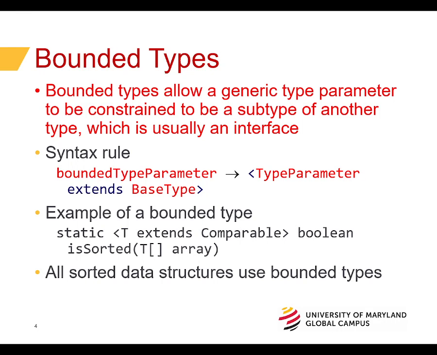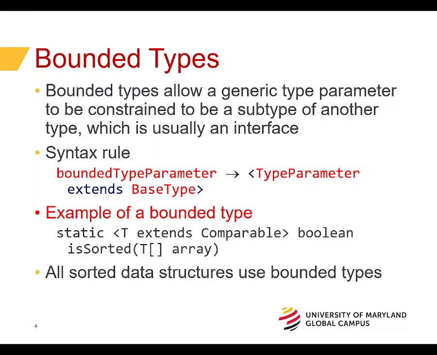Bounded types allow a generic type parameter to be constrained to only be a subtype of another type, which is usually an interface. Such constraints are important when specific operations in the bounding type are needed. Let's consider the syntax. Within the corner brackets, the reserved word extends is placed after the generic parameter, followed by the name of the base type.